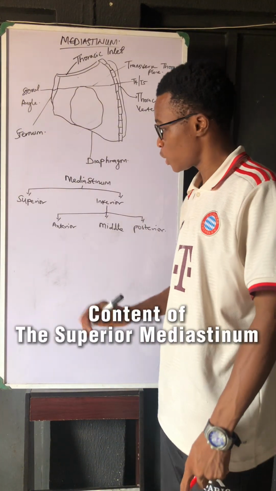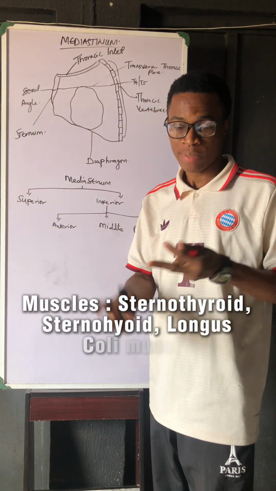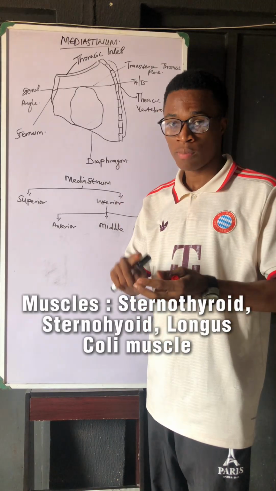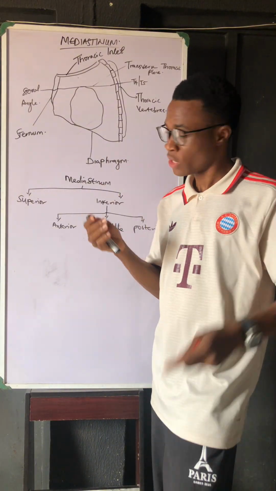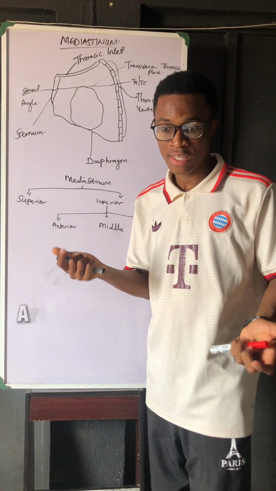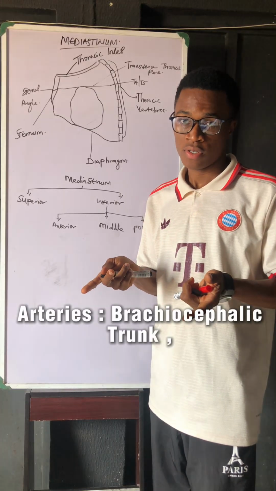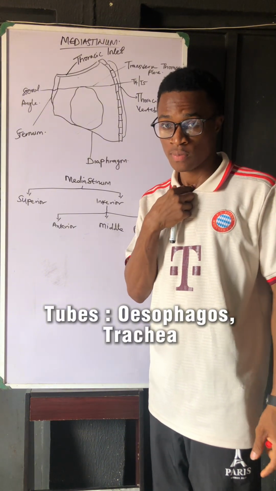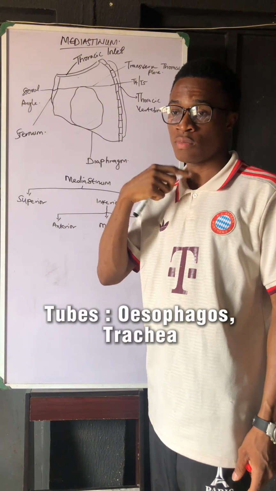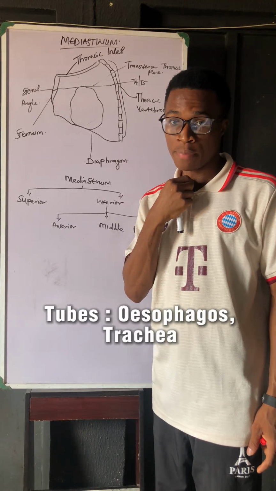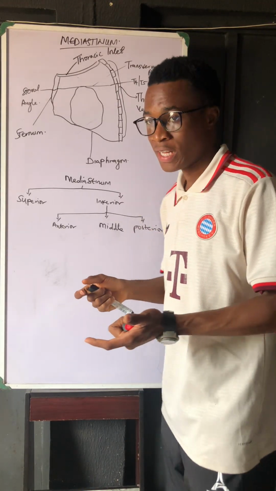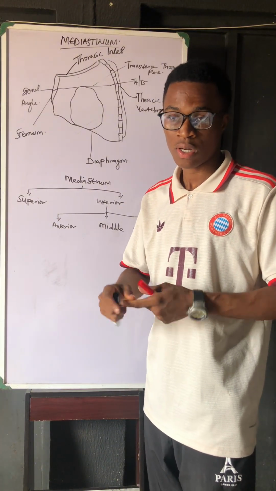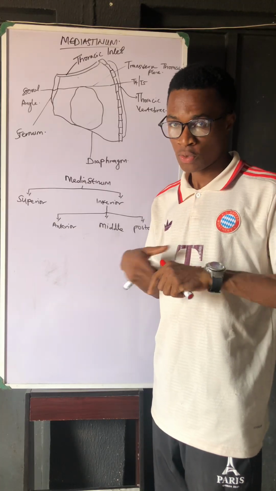The contents of the superior mediastinum include, number one, muscles. Examples of muscles, you can talk about the sternothyroid and sternohyoid, mainly muscles of the neck. Then the longus colli muscle. Then the major arteries, such as the brachiocephalic trunk. Then you can talk about the tubes that are passing within, such as our esophagus and our trachea, which is the windpipe. Then you can talk about several other things like lymphatic organs, such as the thymus, and the lymph nodes that are within, and so on and so forth.